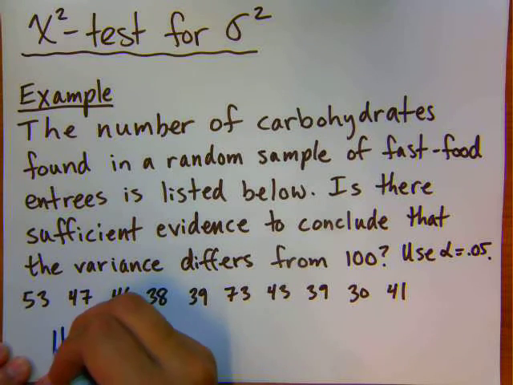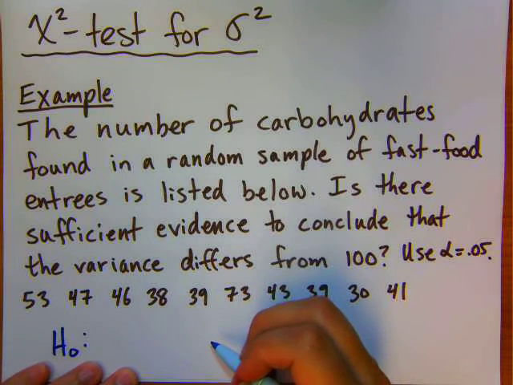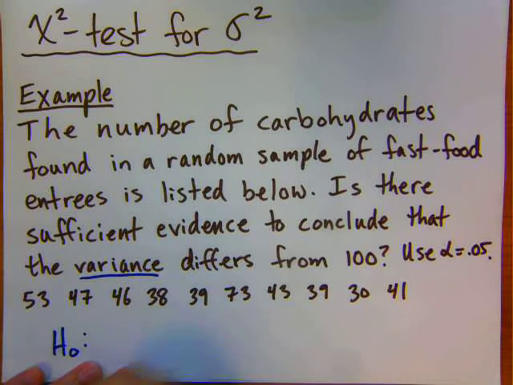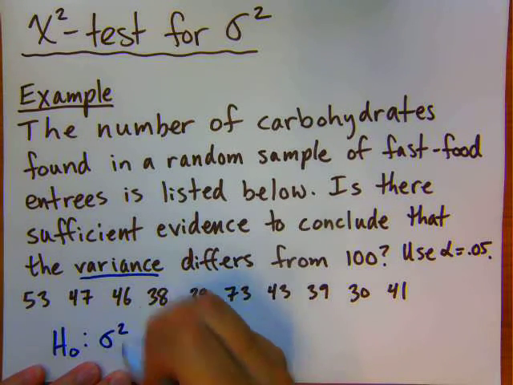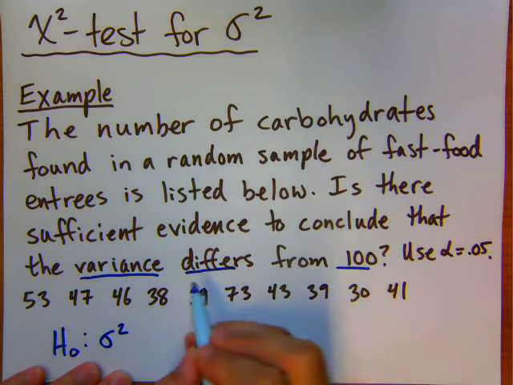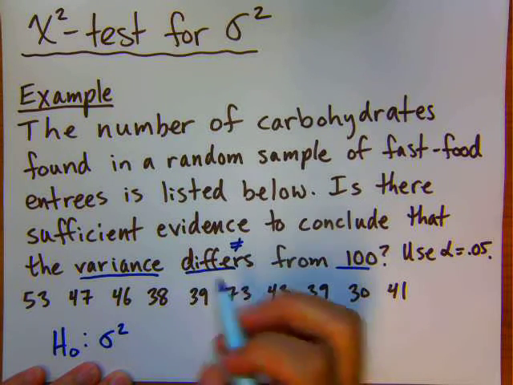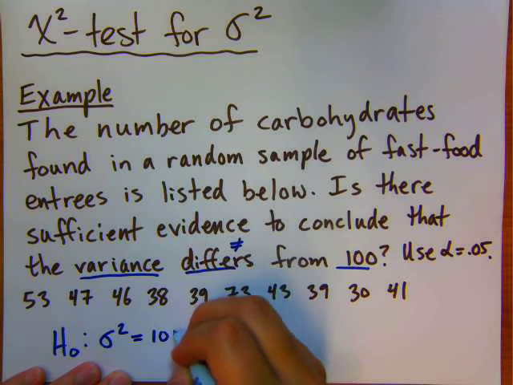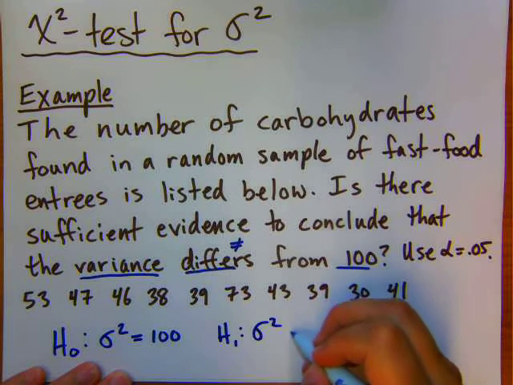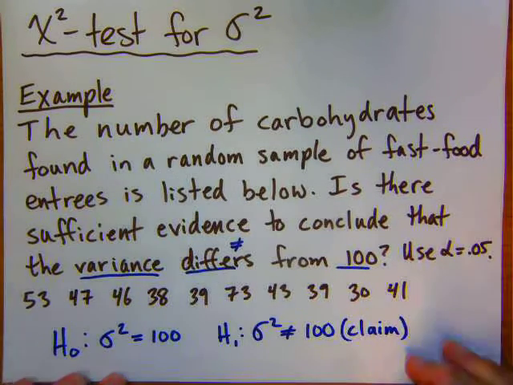So when we set up our hypothesis statement, we're looking at our null and our alternative hypothesis. We are looking at a statement about a variance, and the symbol for a population variance is sigma squared. And we want that it differs from 100. The differs is the not equal sign, and it's not allowed in the null hypothesis. So we're going to have the equals 100 here, and then in the alternative hypothesis, H1, we will have that the variance does not equal 100. So our claim is going to be in the alternative hypothesis.